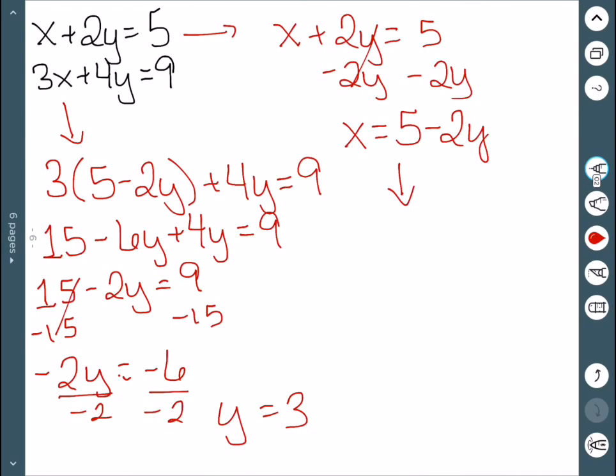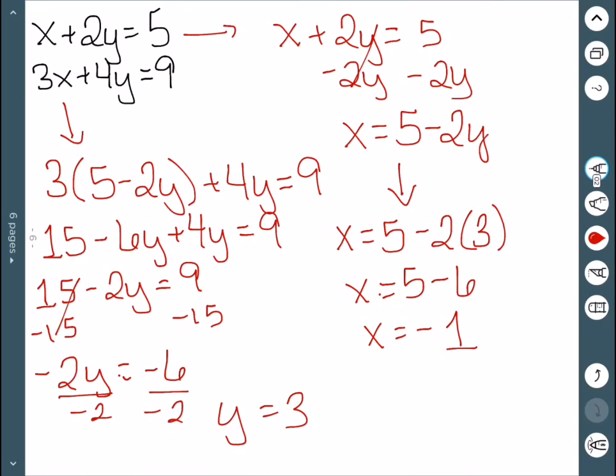We then go back to the solved form to find x. 5 minus 2 times y, which we just found to be 3. Therefore, x is 5 minus 6, which is -1. So our actual solution, -1, 3.